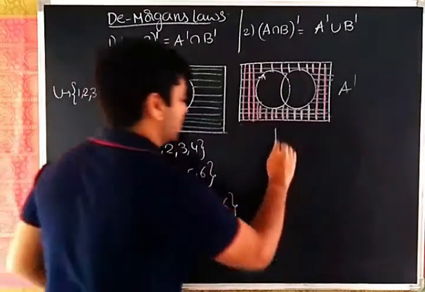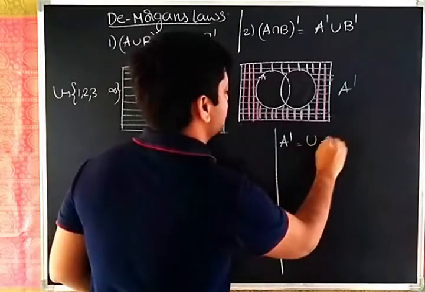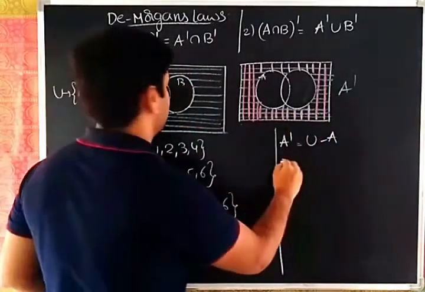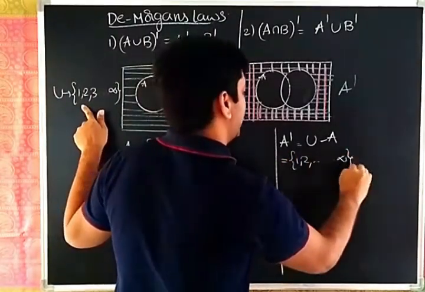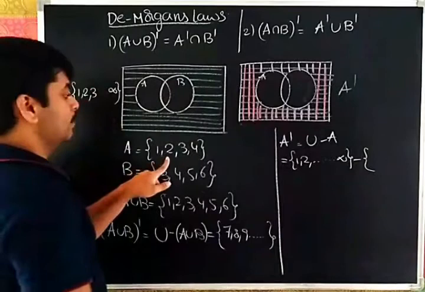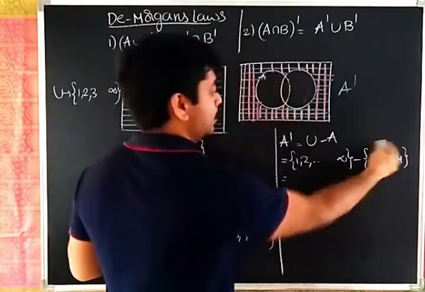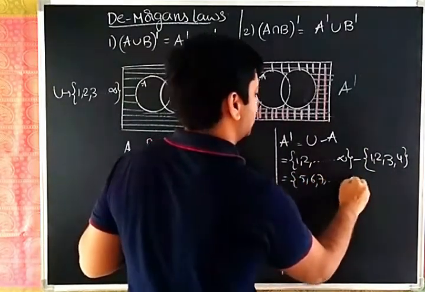Let us quickly see what is A complement. A complement is universal set minus A. What is the universal set? Set of all natural numbers 1, 2, 3, so on till infinity, minus set A. What is set A? 1, 2, 3, 4. So what will be left? 1, 2, 3, 4 are gone, so we will be left with 5, 6, 7 and so on till infinity.